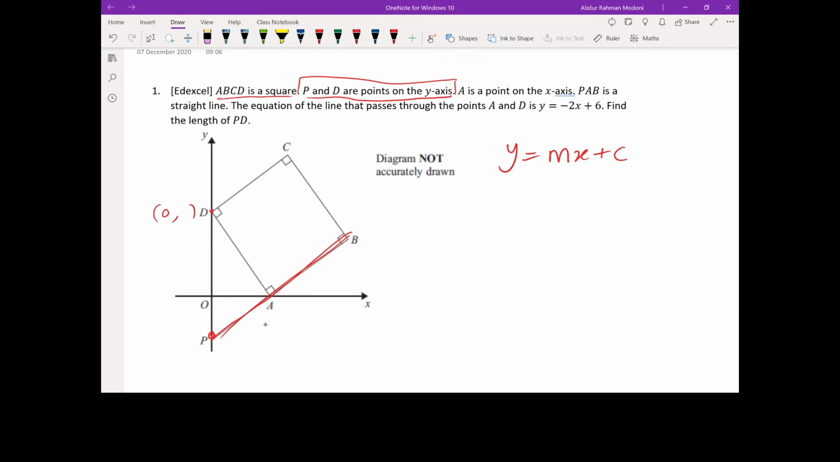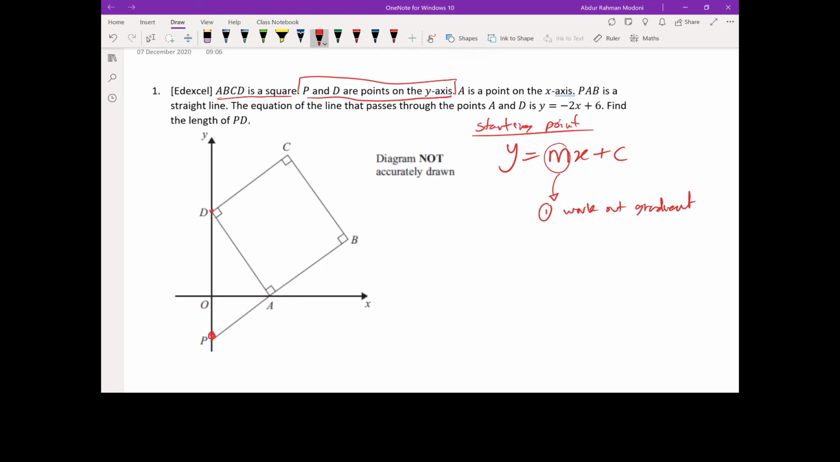So some important things to take from here. y equals mx plus c is the general equation of a line. Our starting point, whenever we are dealing with lines, starting point. When we have an equation of a line, the first thing that we work out is the gradient. Yeah, work out gradient first.